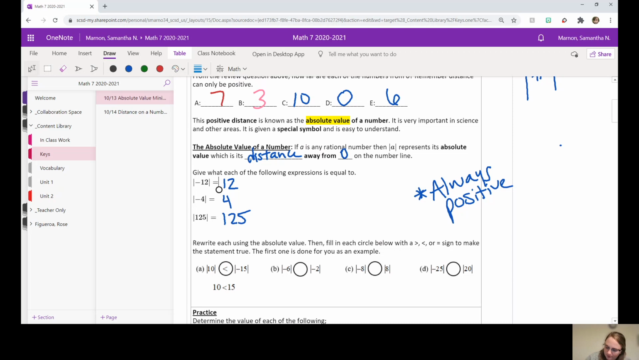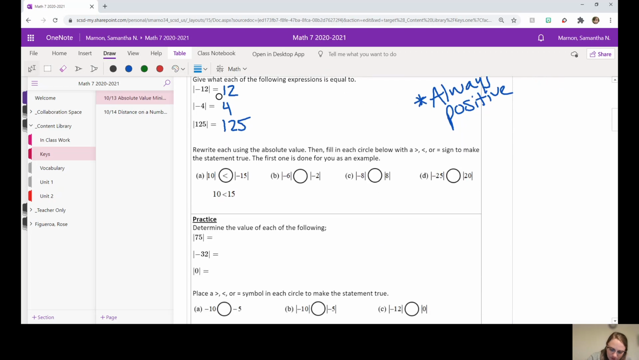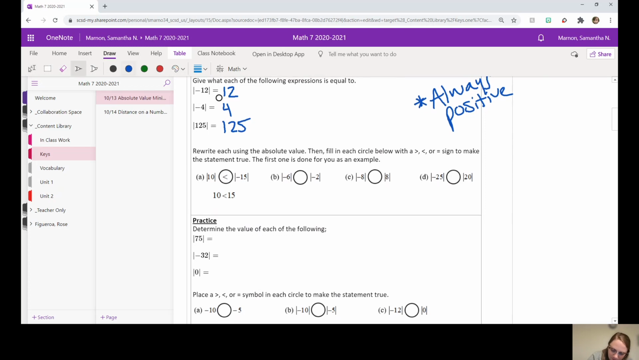So for this next activity, it says rewrite each using the absolute value, then fill in each circle below with a greater than, less than, or equal to sign to make the statement true. The first one is done for you as an example. So here they did the absolute value of 10, the absolute value of negative 15. 10 is less than 15. This next one, we have the absolute value of negative 6 is 6. The absolute value of negative 2 is 2. And we know that 6 is greater than 2. So pause the video and try C and D on your own.